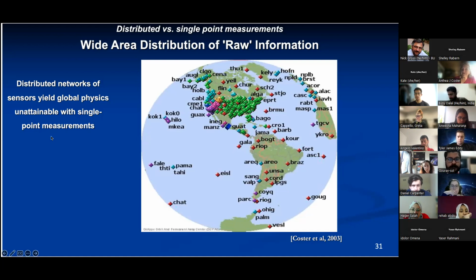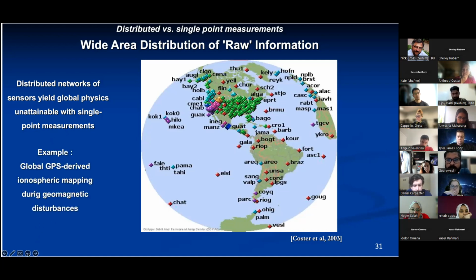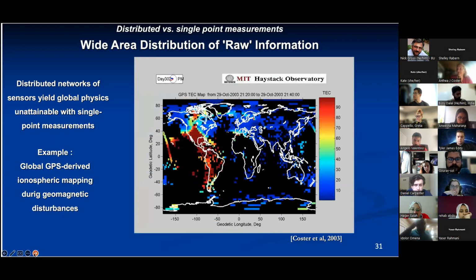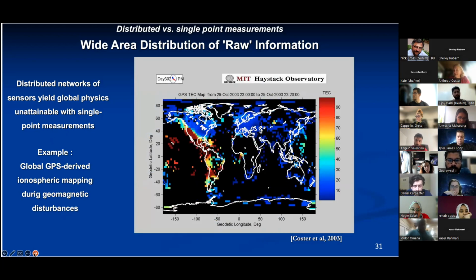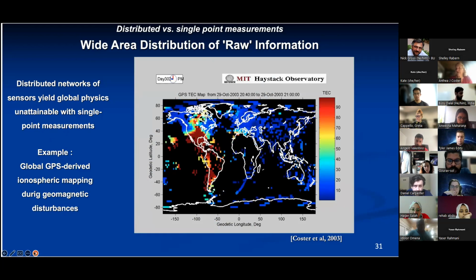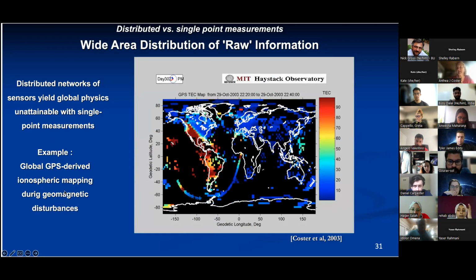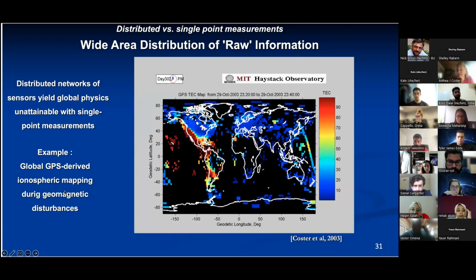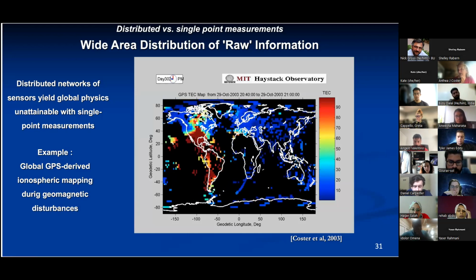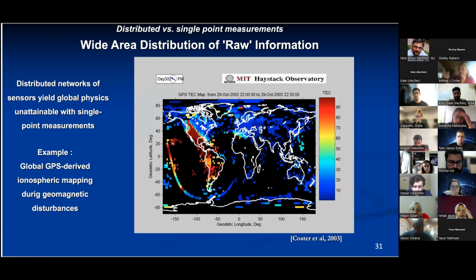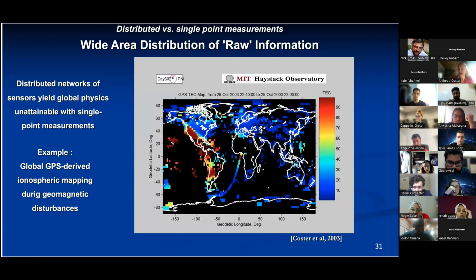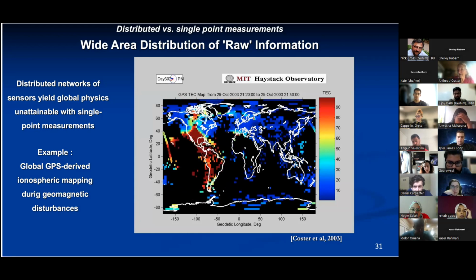But once you have this distributed network of sensors, you can see things that we couldn't see before. For example, when we first did this, we first started being able to see what we call the storm enhanced density effect. We knew it happened because we saw it just over Millstone, but nobody had ever seen it over the whole globe like this.